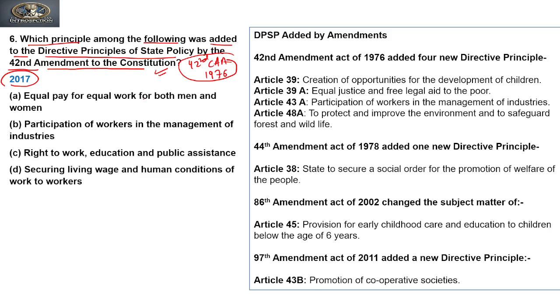If you see the options, the first is equal pay for equal work for both men and women. This was in the original Constitution, and this was dealt with by Article 39 clause D. So this was not the answer. If you see the next option, participation of workers in the management of industries, this is dealt with through Article 43A.